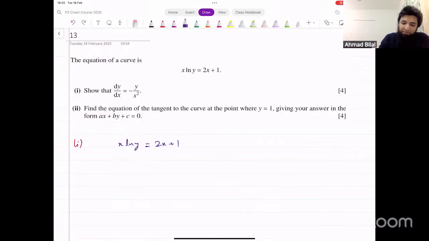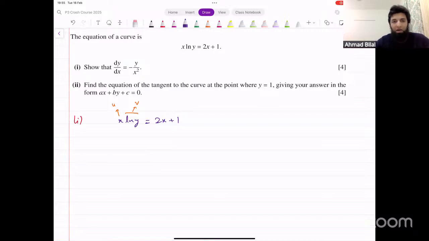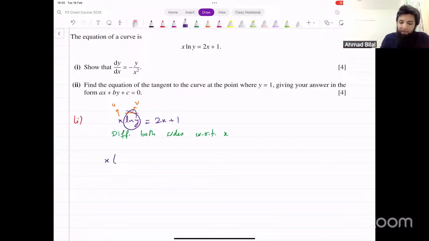It's a product on the left side. This is u, and this is v, let's say. So what's the product rule? What does the product rule say? uv dash plus vu dash, that will be the derivative when we differentiate both sides with respect to x. What do we get from this? u as it is into derivative of ln y. What would that be? Derivative of ln of anything is 1 over that thing. So 1 over y times the derivative of this, which is dy over dx.